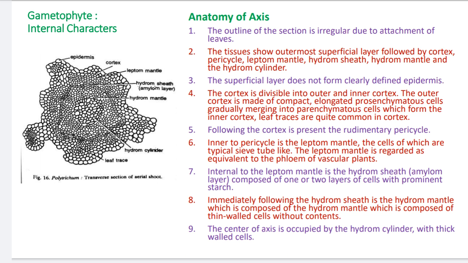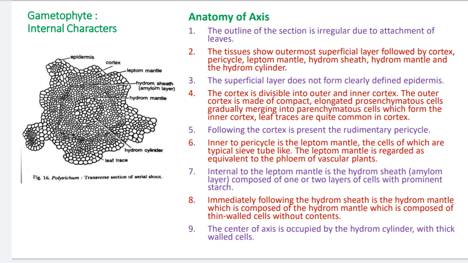Like here, pericycle is present. Pericycle separates the outer cortex and the inner stellar region. Number 6. Inner to the pericycle is the leptome mantle. The cells inner to the pericycle form the leptome mantle.